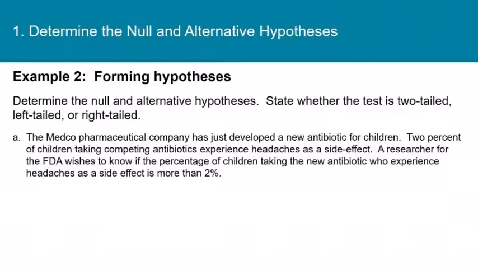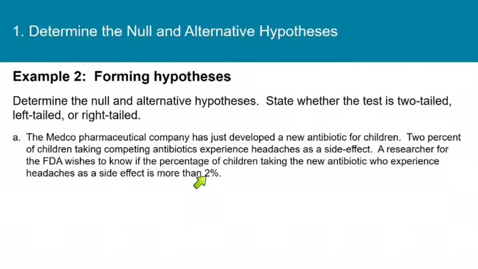Now, let's practice finding a null and an alternative hypothesis. And when we do this, we will also state whether the test is two-tailed, left-tailed, or right-tailed. This situation says, the Medco pharmaceutical company has just developed a new antibiotic for children. 2% of children taking competing antibiotics experienced headaches as a side effect. A researcher for the FDA wishes to know if the percentage of children taking the new antibiotic who experience headaches as a side effect is more than 2%.